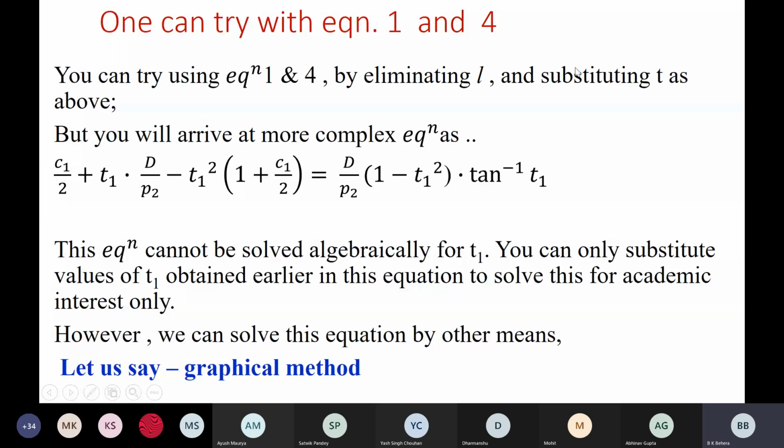One can try here, just see. You can try using equation number 1 and 4 by eliminating L and substituting t above. You will get this equation. See, this equation cannot be solved algebraically for t1. You can only substitute values of t1 obtained earlier in this equation to solve this, for academic interest only.